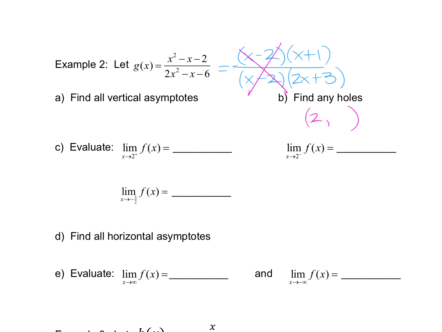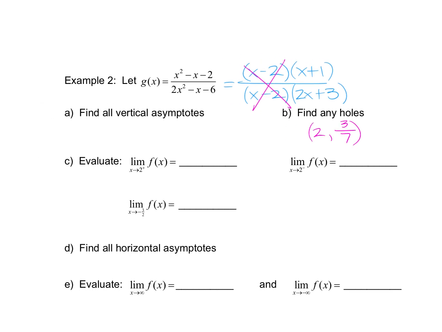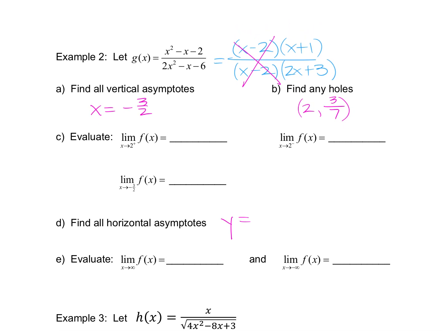How do we find the y value of the hole? Plug 2 into the new version, right? So if I plug in 2, that gives me 3 over 7. Okay. What about vertical asymptotes? Negative 3 over 2. Good. What about horizontal asymptotes? I'll skip down here. We're finding all the information right away. 1 over 2. Bottom heavy, top heavy, or equal degree? Exponents are the same. Divide your coefficients.